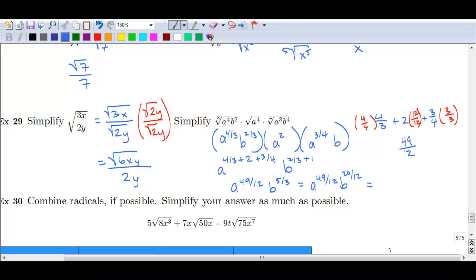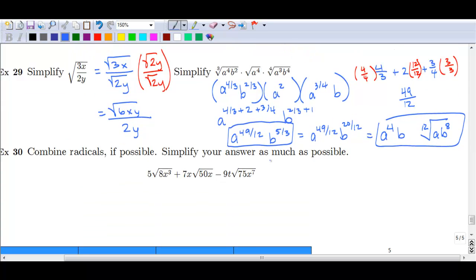And so again, we do our simplification. 49 divided by 12 would give us 4. And then our remainder 1 would go inside the 12th root. For b here, we have 20 divided by 12, which would give us 1, and then we would have a remainder of 8. So either of these answers would work here. Got our a to the 49/12, b to the 5/3, or if you want to write it in radical notation, we have this answer here.